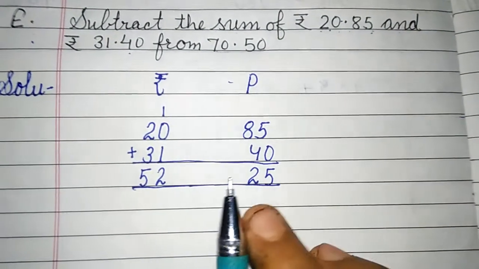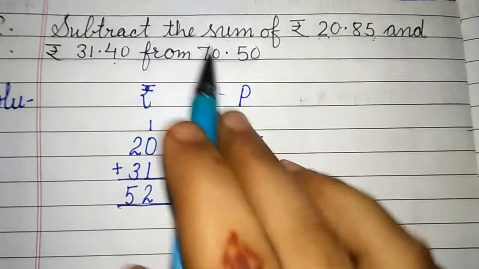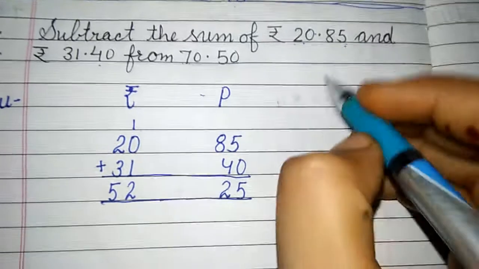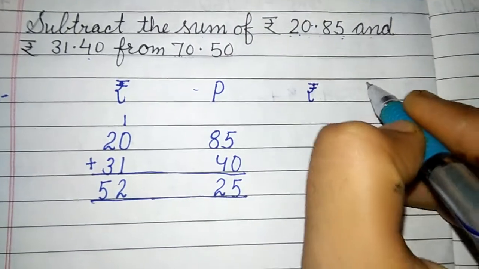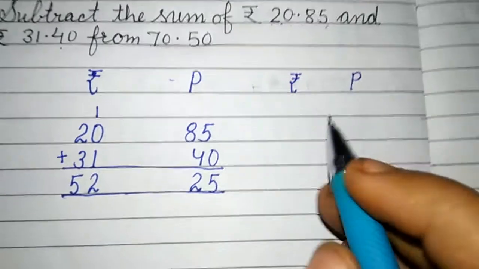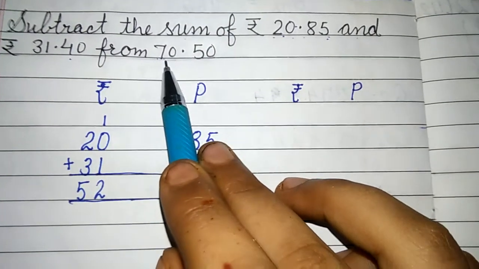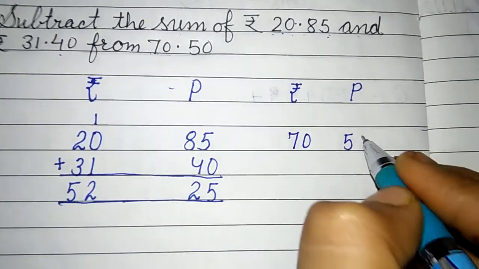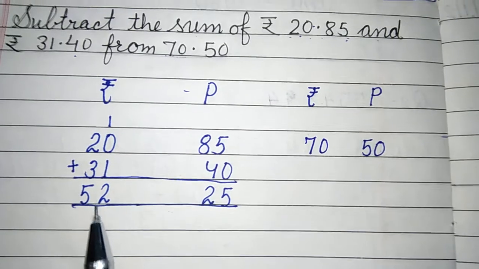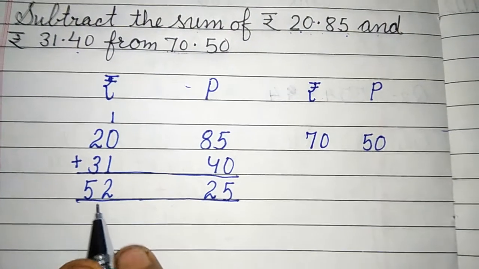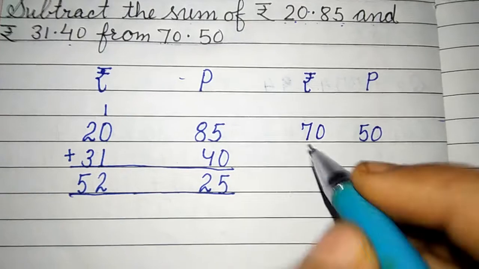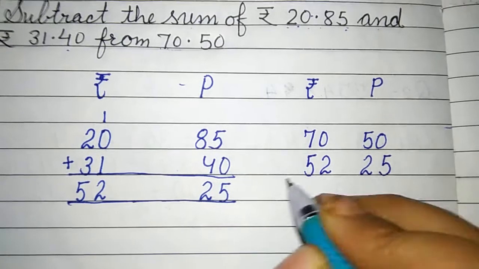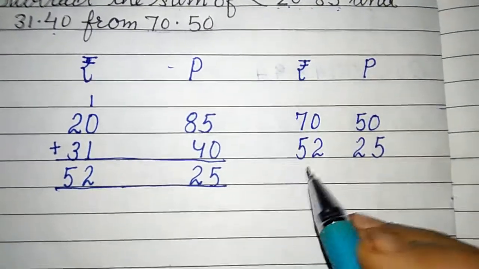Now we have to subtract this amount from rupees 70.50. We have to write here rupees and paise. So first write 70.50, 70 rupees 50 paise. Next, answer is 52.25, right here. 52.25, 52 rupees 25 paise. Now subtract.